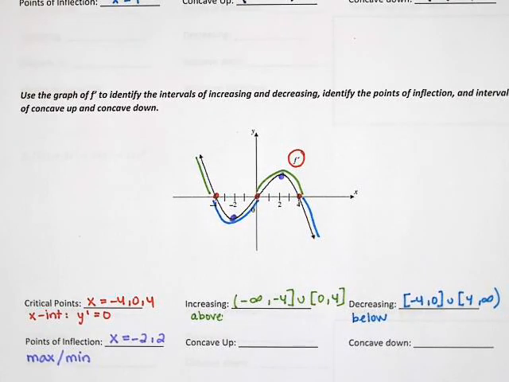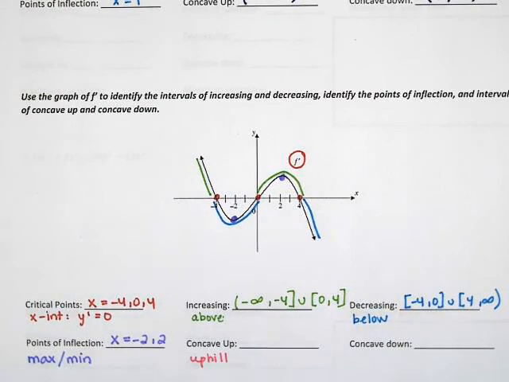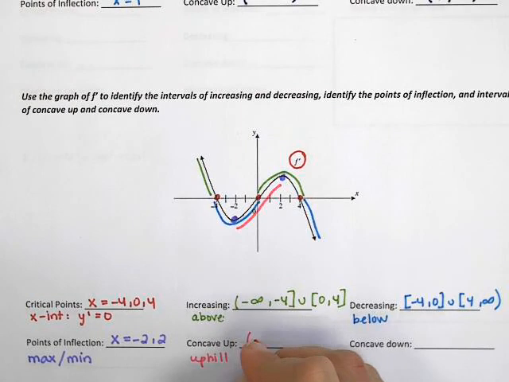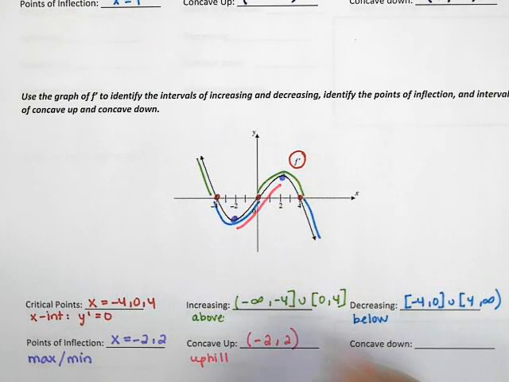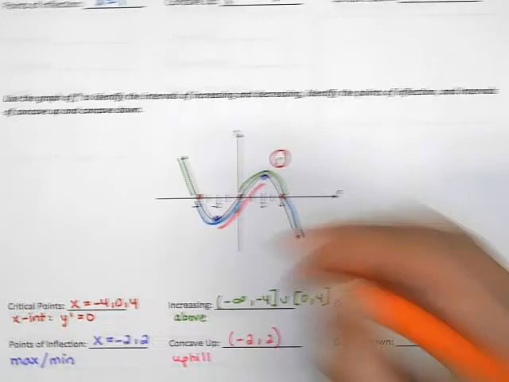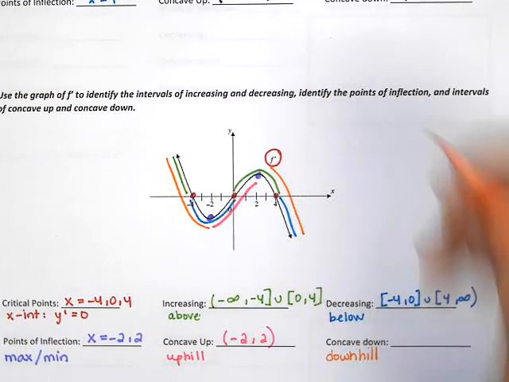Concave up would be wherever the graph is going uphill. So that would be between negative 2 and 2. Concave down would be wherever the graph is going downhill. That would be from negative infinity to negative 2 and from 2 to infinity.